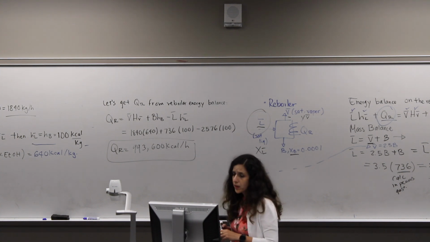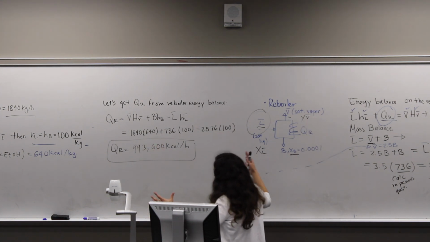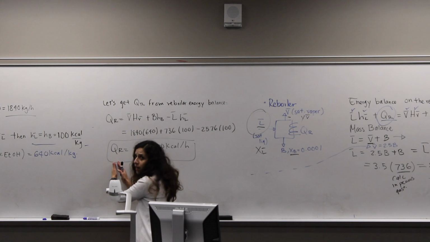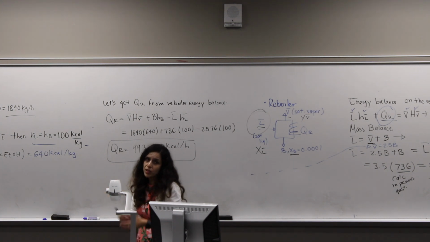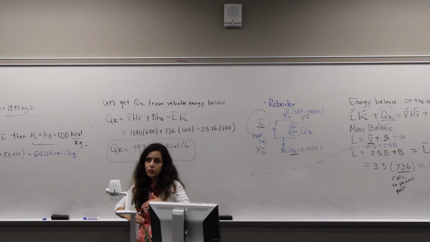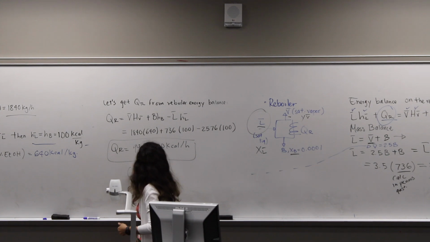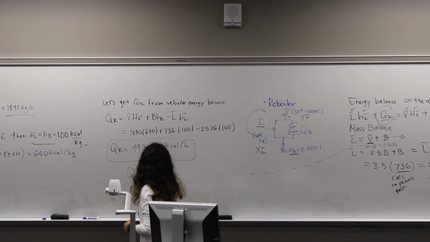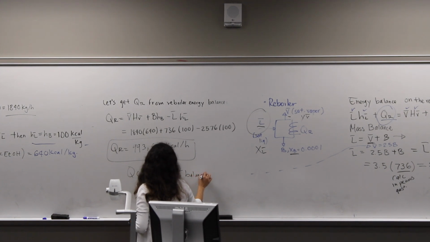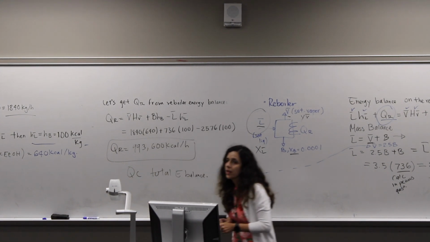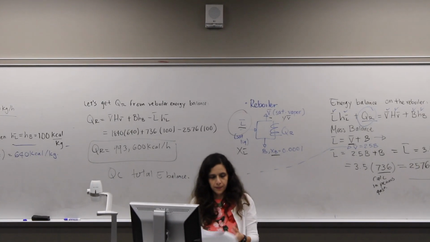The next step that we can complete next class is just to go back to the overall energy balance. We already have QR, so we can calculate QC. So it's more or less the same procedure we need to follow. Okay, so next class then we calculate QC with the total energy balance. And that's it, that would complete the problem.